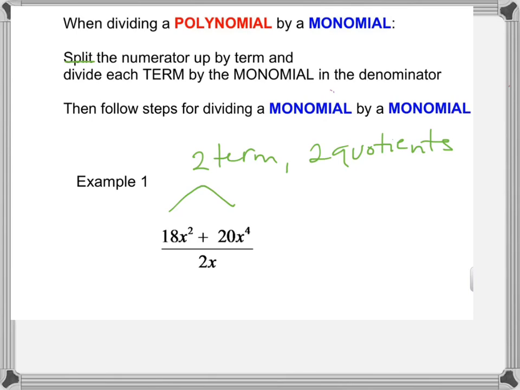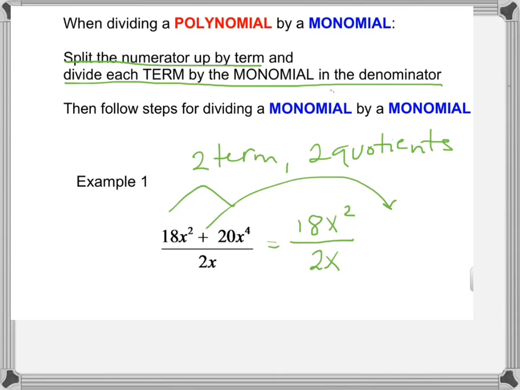So the first thing we want to do is split the numerator up by term and divide each term by the monomial in the denominator. So really I want to think of this as 18x squared divided by 2x. And I want to carry that operation over here. It's a plus sign. Plus, and then I want to take the second term and divide it by the monomial, because that's what it's saying.